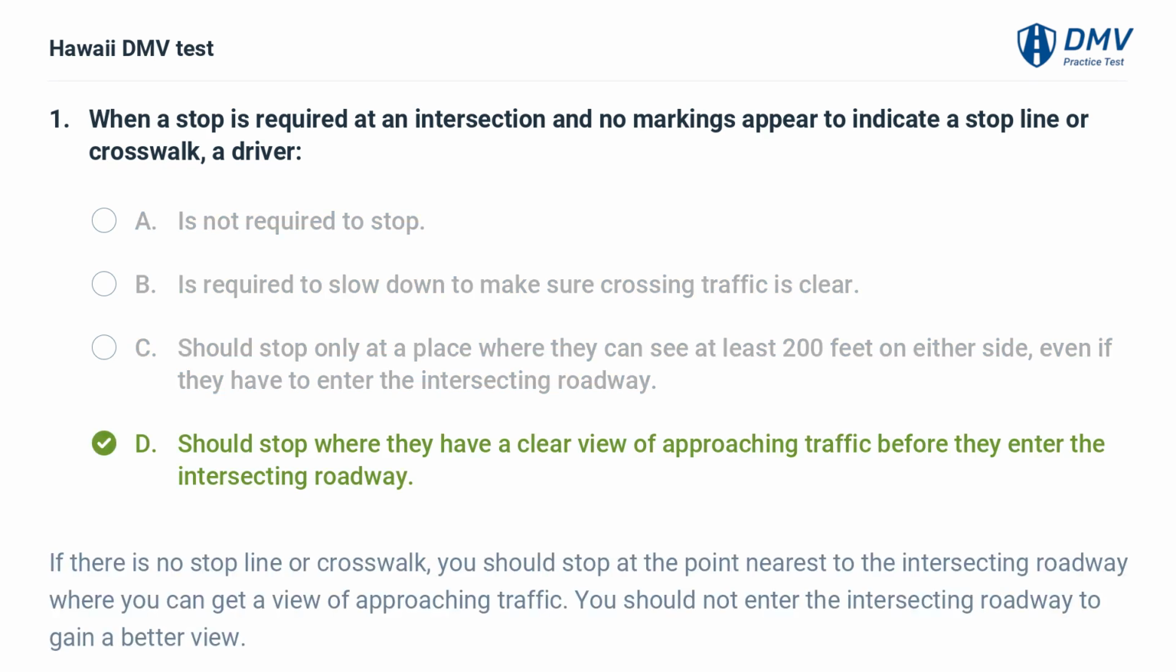D. should stop where they have a clear view of approaching traffic before they enter the intersecting roadway. If there is no stop line or crosswalk, you should stop at the point nearest to the intersecting roadway where you can get a view of approaching traffic. You should not enter the intersecting roadway to gain a better view.